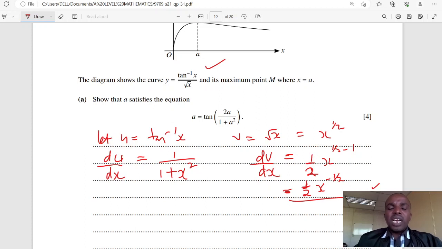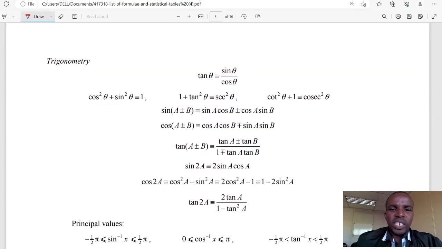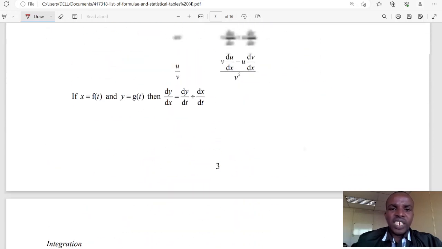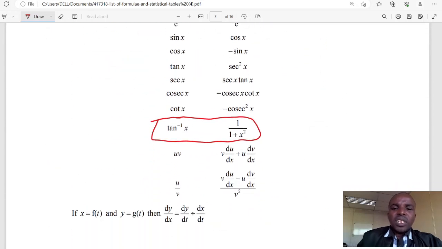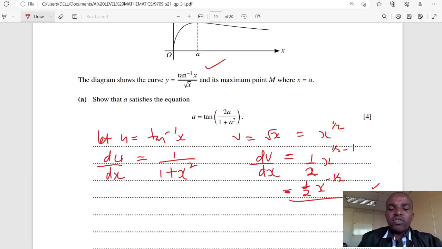Then the quotient rule is in the formula booklet. You can check it under differentiation. This is the one that you have to use in this case, right? So v du over dx minus u dv over dx, over v squared. That's the one that you have to use.